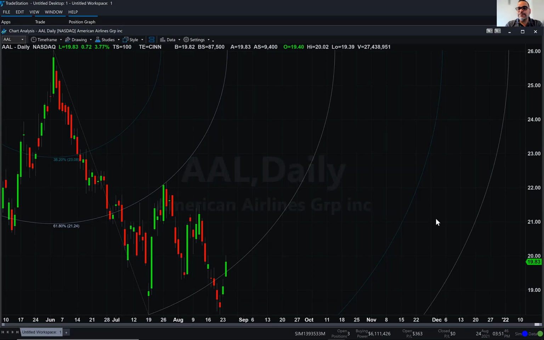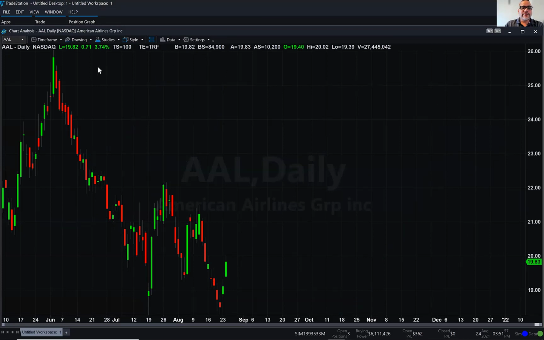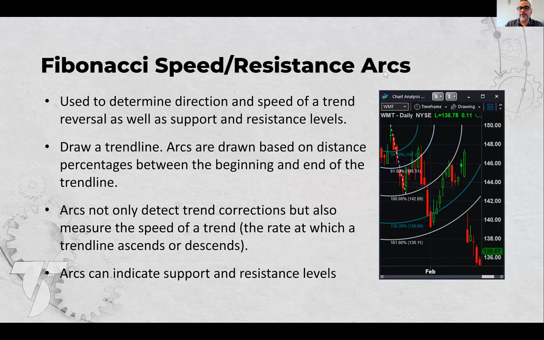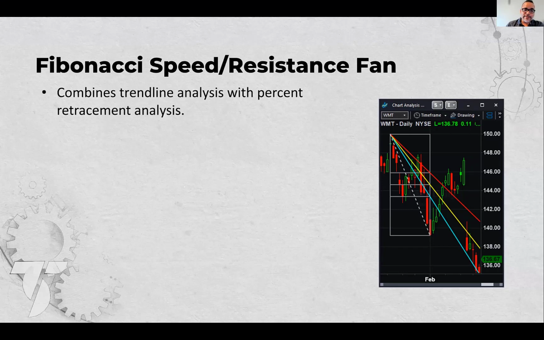This same concept of speed resistance is also available in the form of trend lines. So let me go ahead and remove this and show you what I'm talking about. Instead of calling it the Fibonacci speed resistance arcs, we call it the Fibonacci speed resistance fan. And as you can see in the screenshot on the right-hand side, they're not arcs, they're trend lines. So it combines the trend line analysis with percent retracement analysis. And we're going to take a look at how this is drawn and some of the technicalities around this, okay?